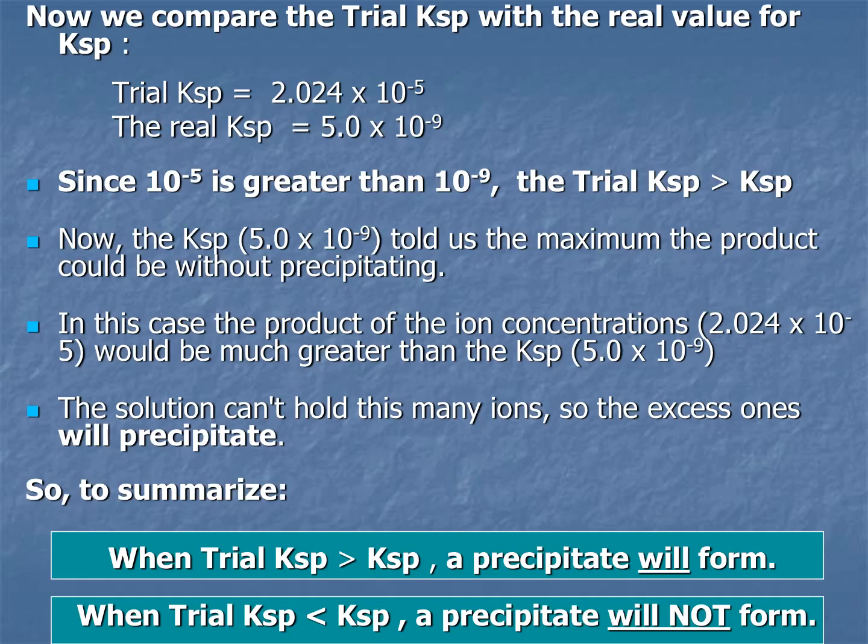So to summarize, when my trial Ksp is greater than my Ksp, a precipitate will form. When my trial Ksp is less than my Ksp, a precipitate will not form. Make sure you understand this concept, and the rest of this unit is very easy.